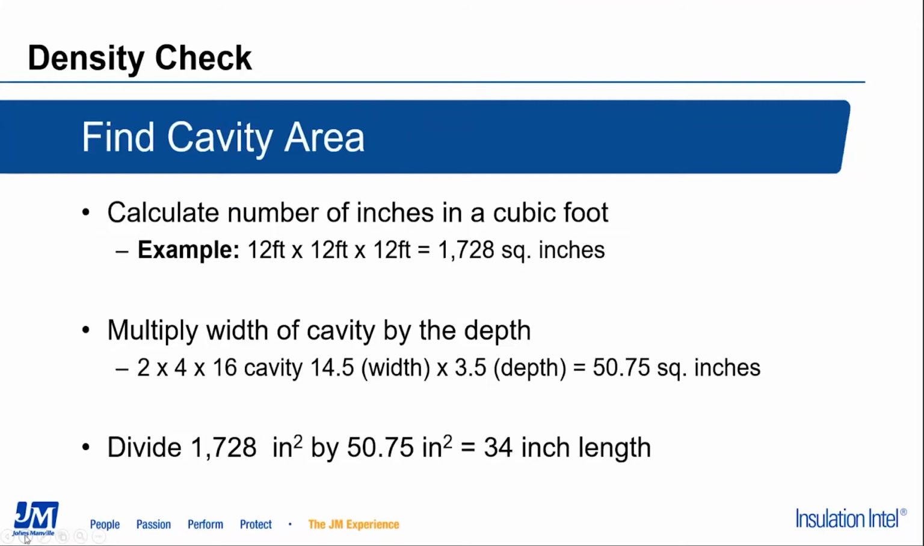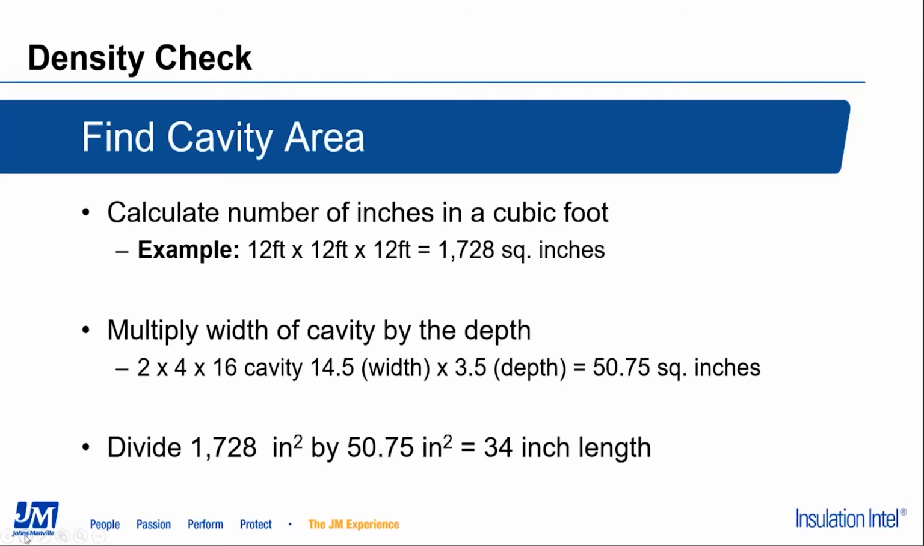So in order to find the cavity length, we need to remove a cubic foot of fiber from the cavity. To do this, convert a cubic foot into cubic inches, which is simply 12 by 12 by 12, and this will give us 1,728 cubic inches. Next, we multiply the width of the cavity by the depth.